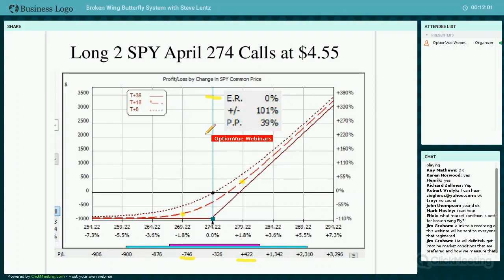Now there's a few things here. Expected return. What is expected return? ER. Notice underneath we have a range of prices encompassed by the purple line, and then a range of prices encompassed by the teal line. The purple line represents the range of prices within 1 standard deviation. The one with the teal line, those are prices encompassed by the 2nd standard deviation.